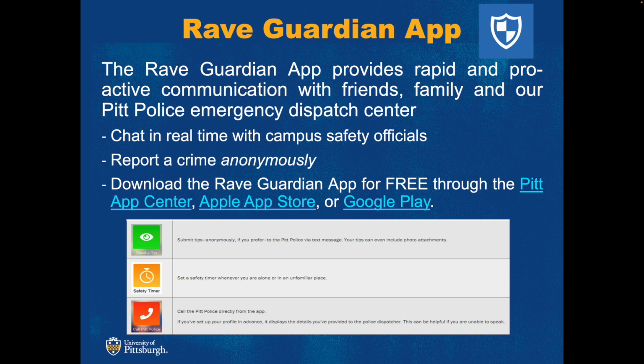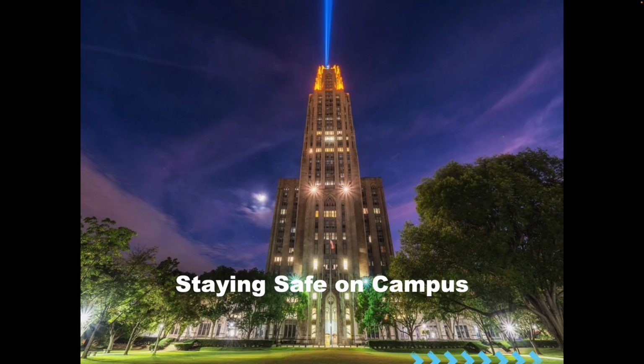If you set up a profile in advance and use the app to call the Pitt Police directly, the police dispatcher will be able to see the details in your profile. This can be helpful if, for example, you are unable to speak. The app is free and is available through the Pitt App Center, the Apple App Store, or Google Play. Now let's talk about some tips to keep yourself safe while on campus.